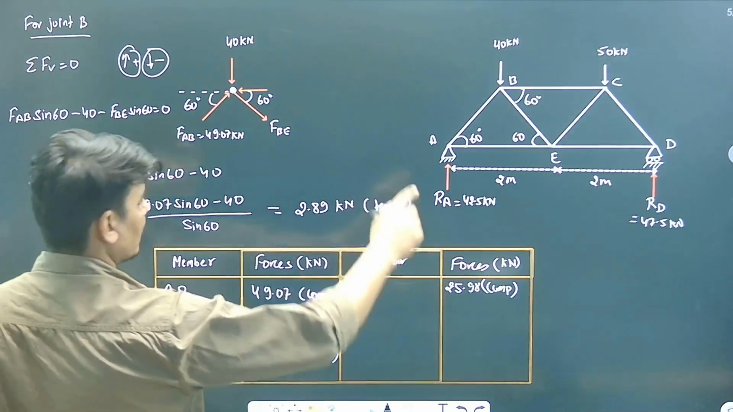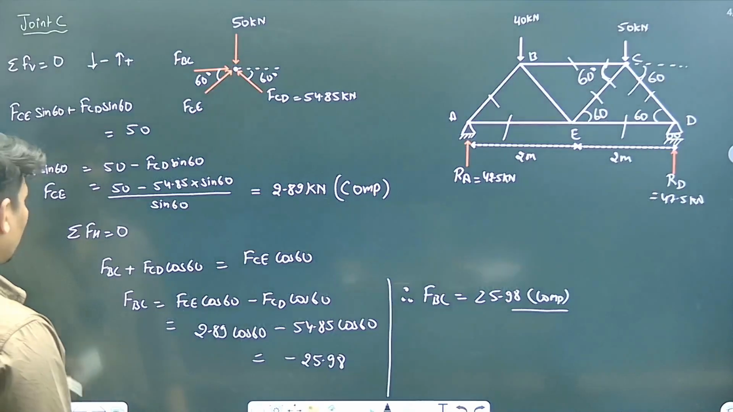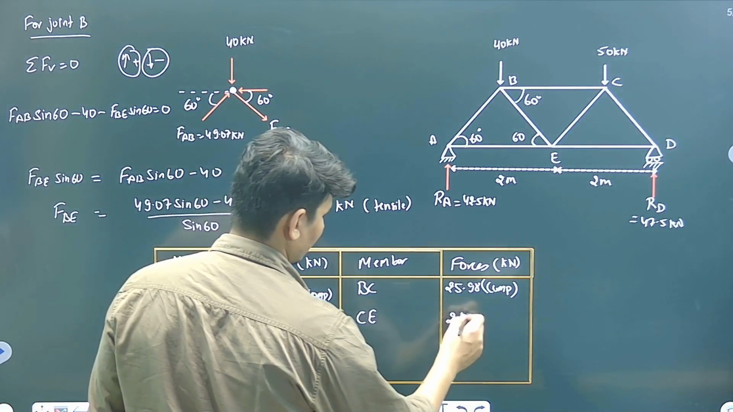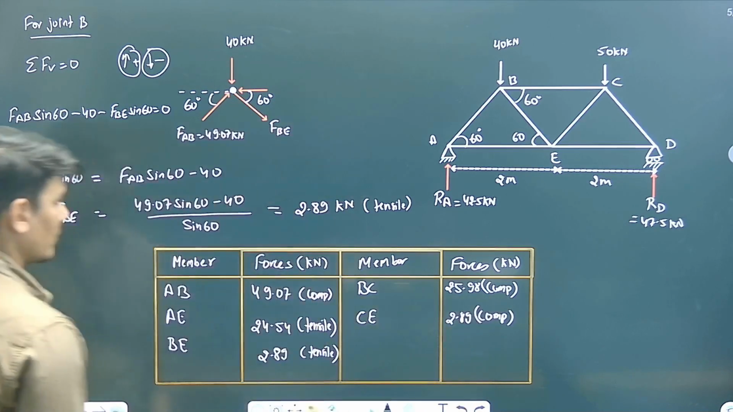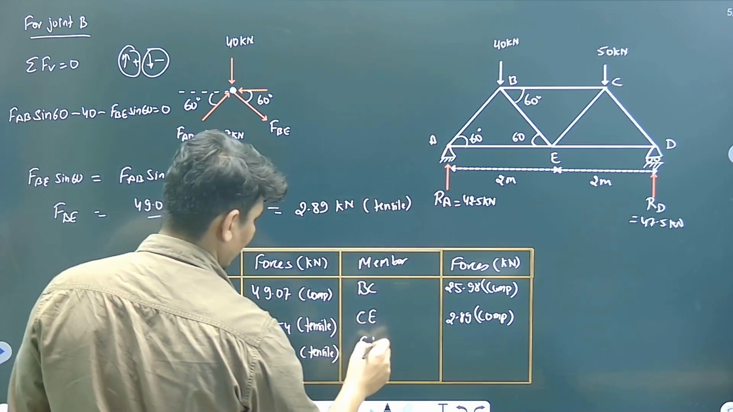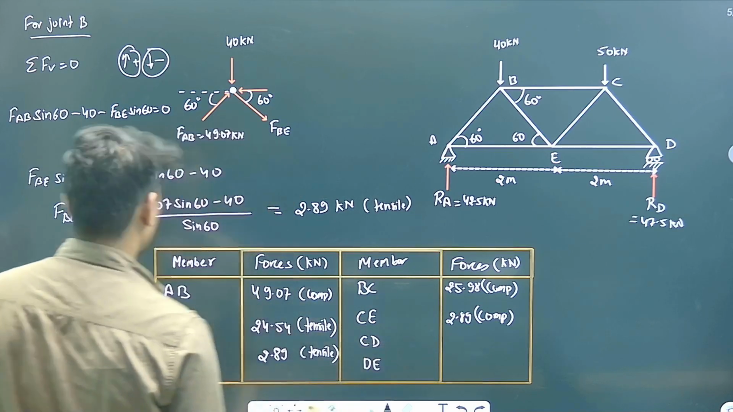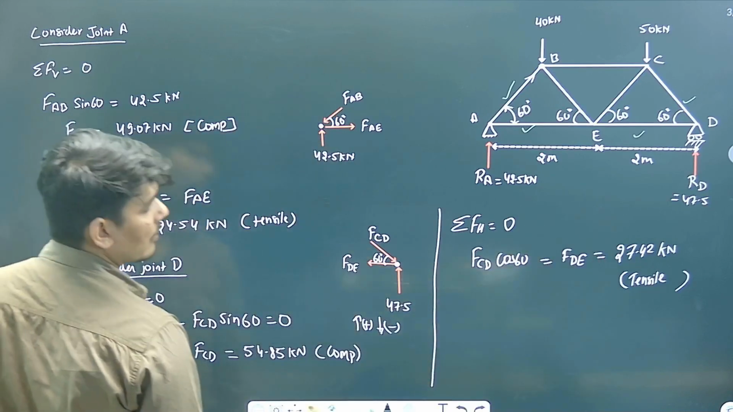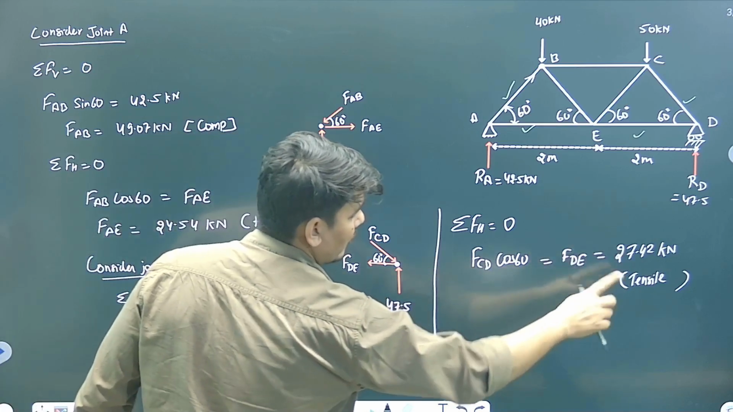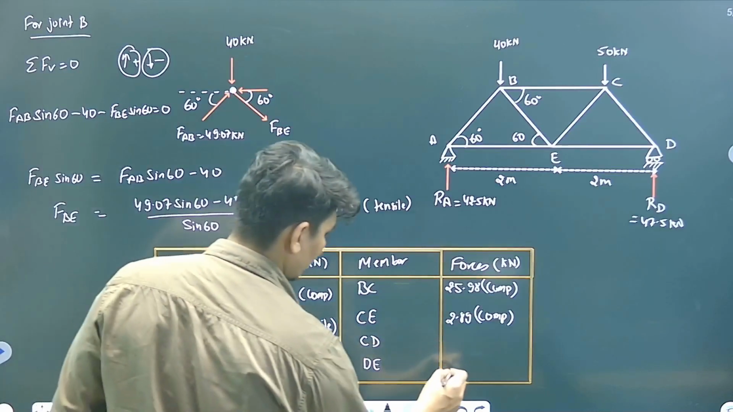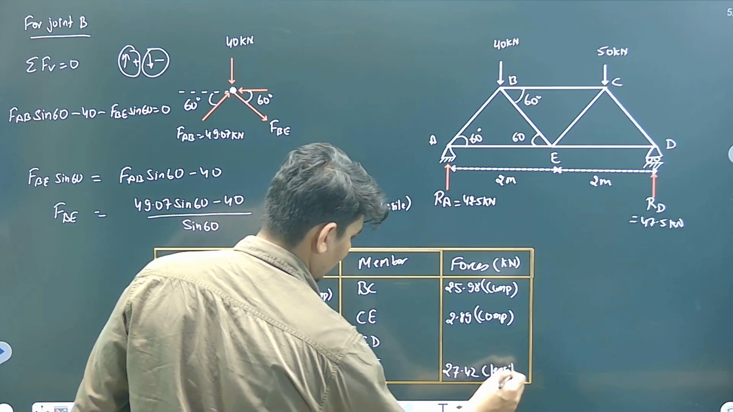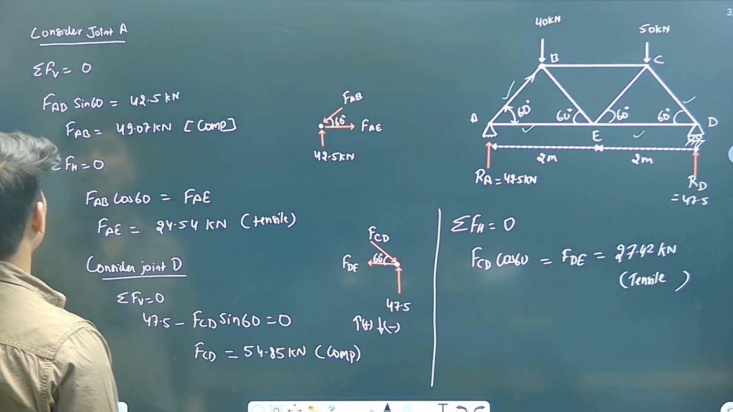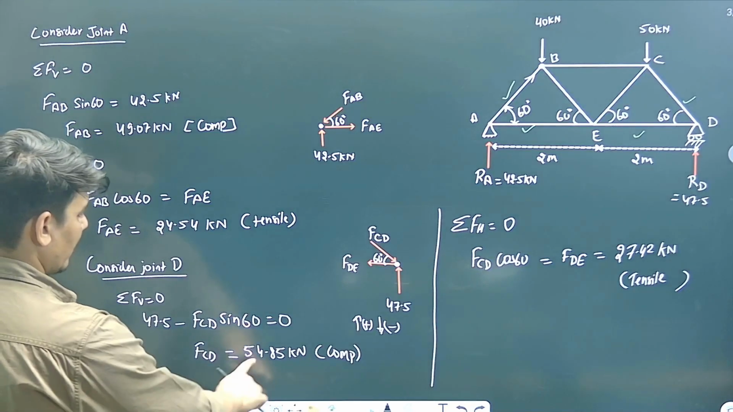DC के बाद CE. Member CE is 2.89. Then what is left? CD and DE. For CD was 27.42. Sorry, not CD, it's DE. DE is 27.42. It's a tensile. Now CD member. There is CD. This is CD 54.85 compressive.